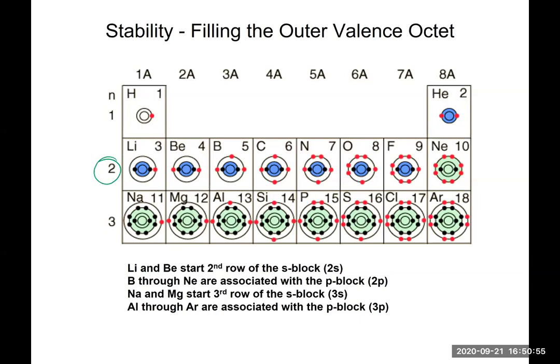And if we look at neon down here, neon has 8 electrons in n equals 2, that is its outer valence shell. So it has a perfect octet. Again, we've talked about this and we said everything on the periodic table strives to have that.